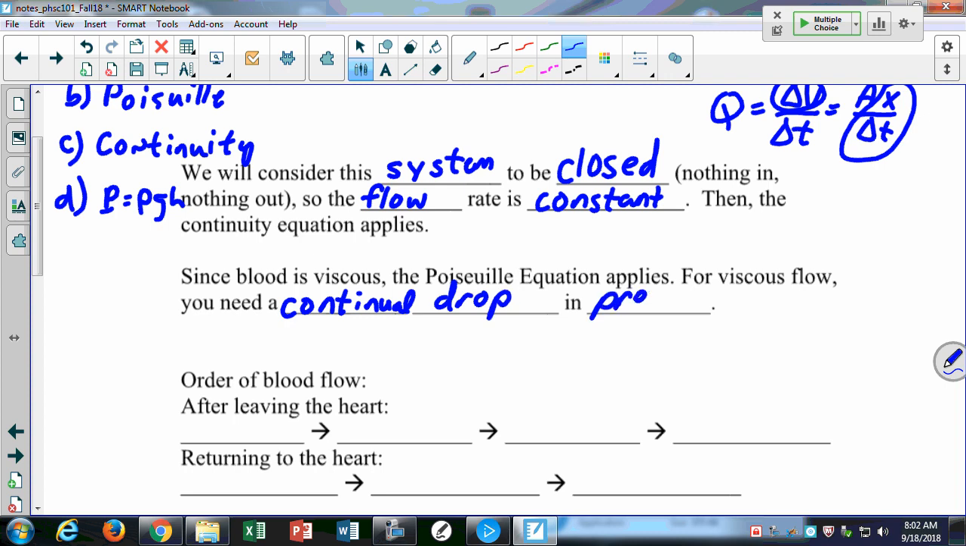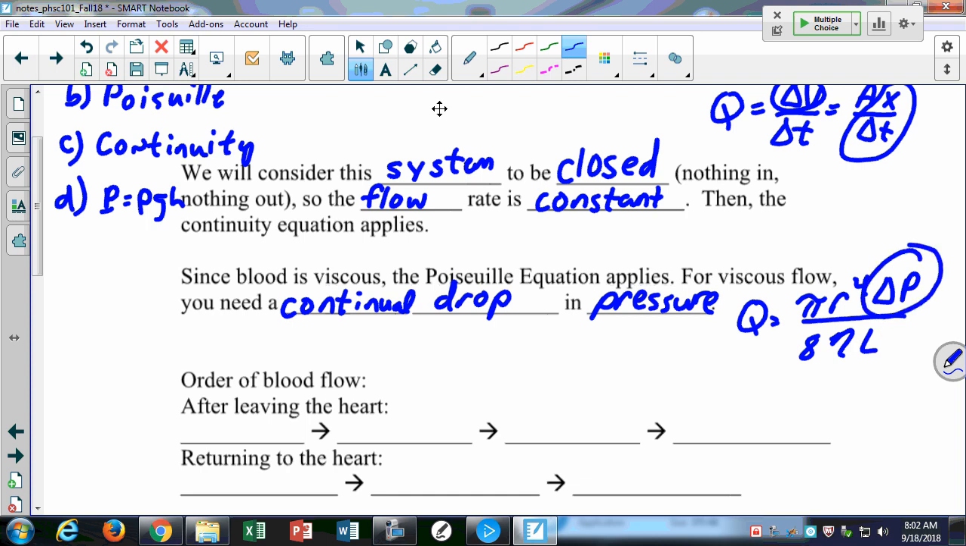That's why your heart has to continue pumping all the time, day in and day out, and it just gets tired sometimes. It's pumping all the time, because you need this continual pressure differential in order to move this viscous blood from one point to another. And that's represented in the Poiseuille equation: pi r to the 4th delta P over 8 eta L. That's this, that we have to have that pressure differential in order to have a flow rate. Okay?